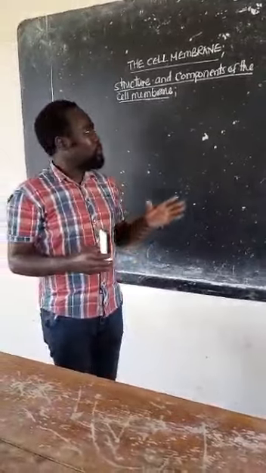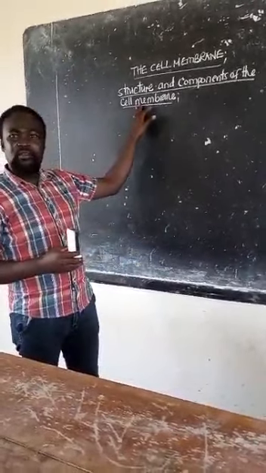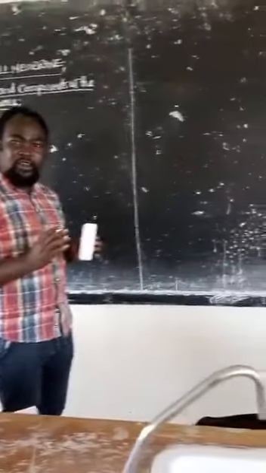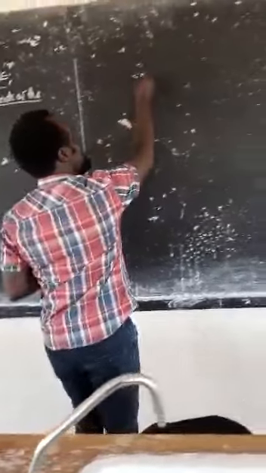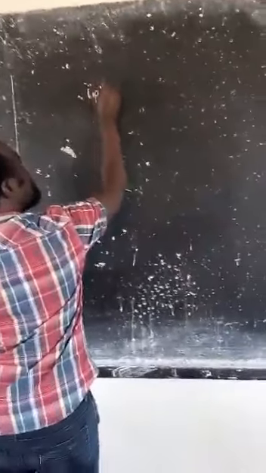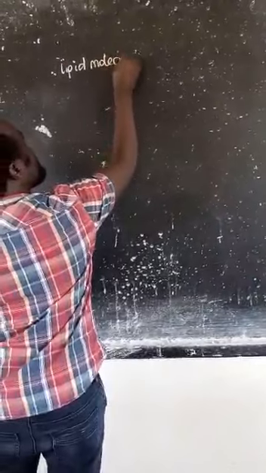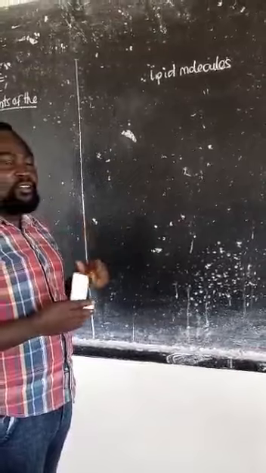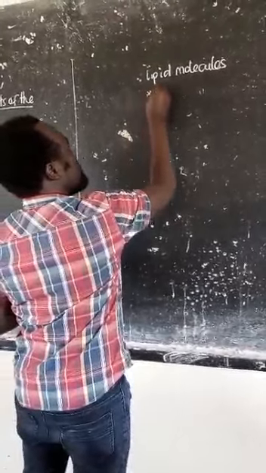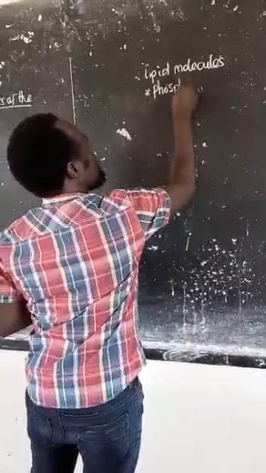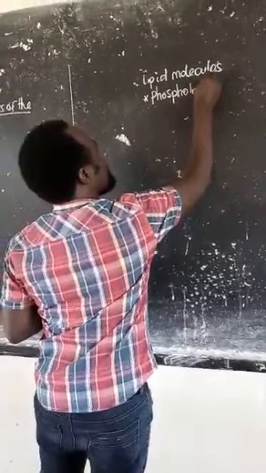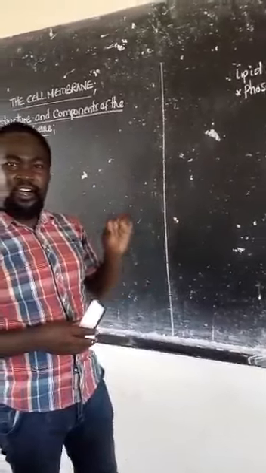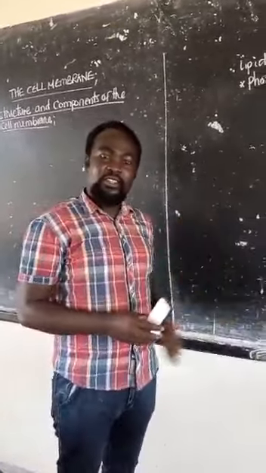We want to know, what is the cell membrane made of? We shall find that the cell membrane is made of lipid molecules, and these lipid molecules are referred to as phospholipids. The phospholipids have got specific structures.